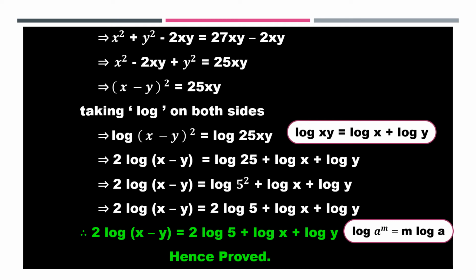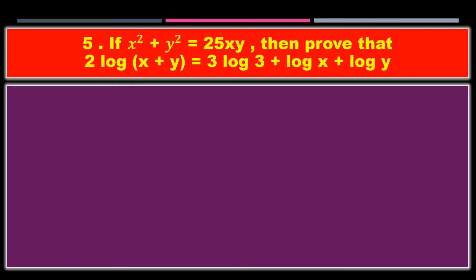Okay, so this is your exercise problem. x square plus y square equal to 25xy. Then prove that 2 log (x plus y). So here, if you see, it is x plus y. Whenever it is x plus y, here he gave 2. 2 means you should do whole square.